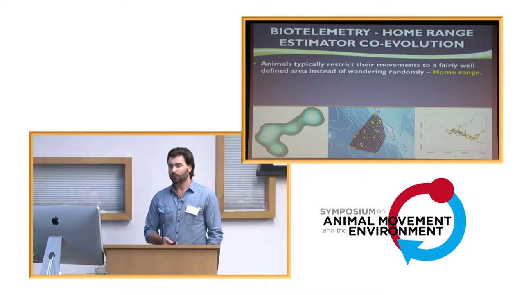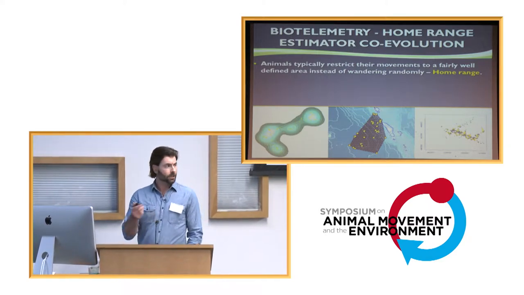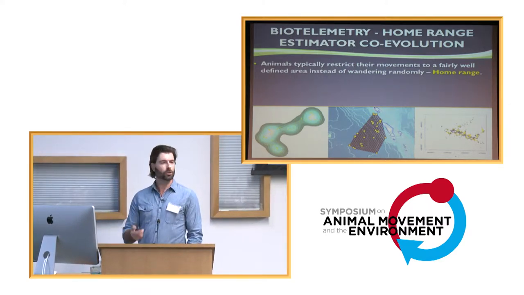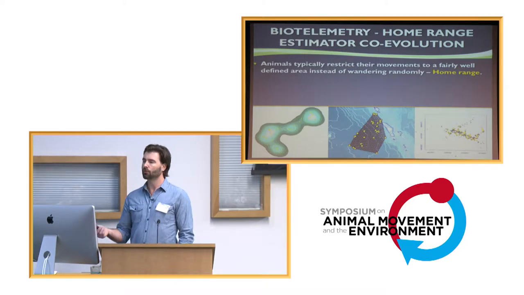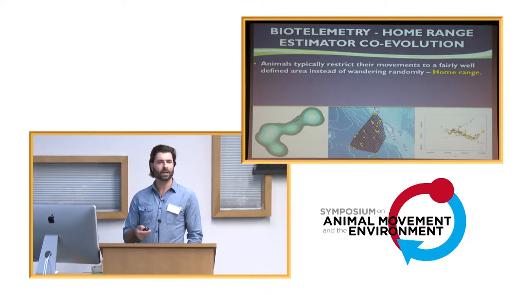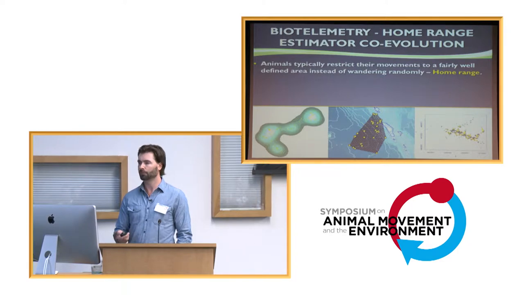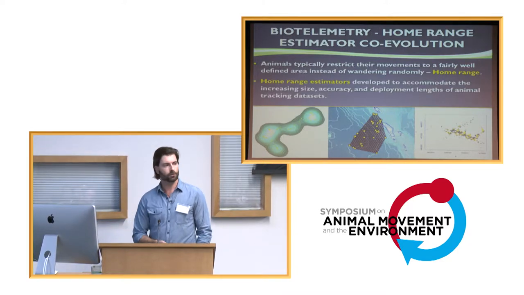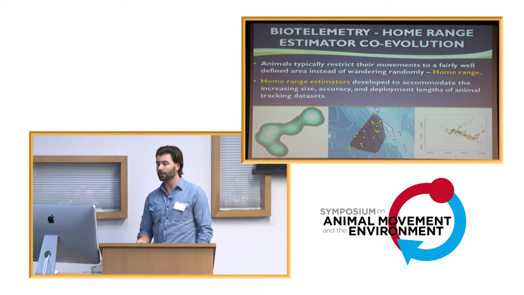It's probably good Roger Powell's in the other room, but I know the whole concept of an animal's home range is a controversial one. But I think we can all conservatively say that animals typically restrict their movements to a fairly well-defined area instead of wandering randomly, and that's a general definition of a home range, right?